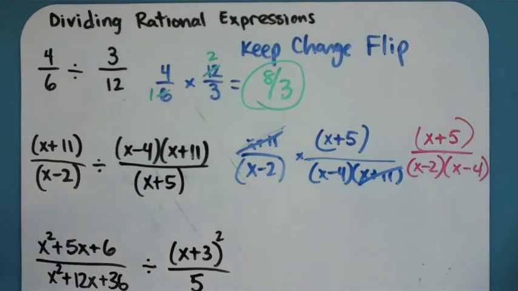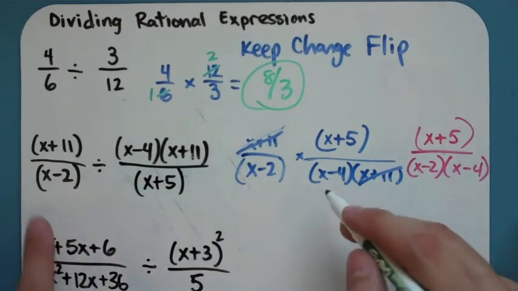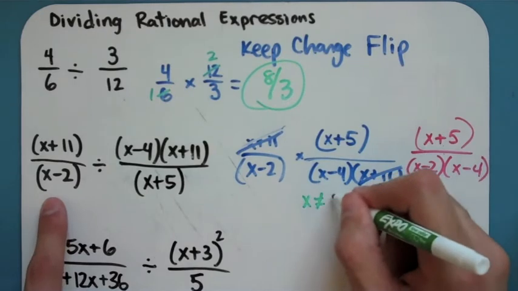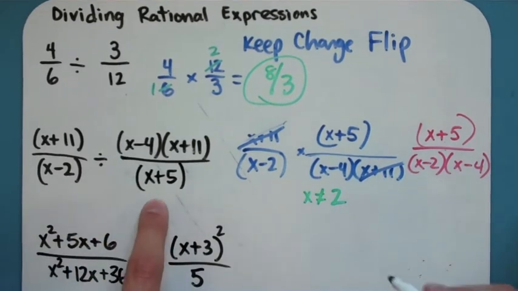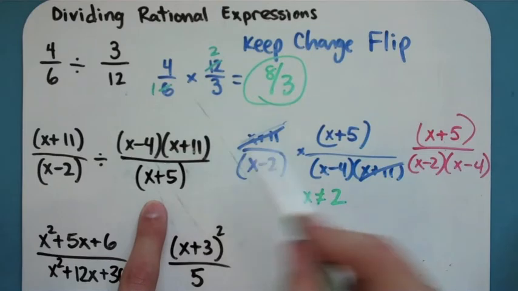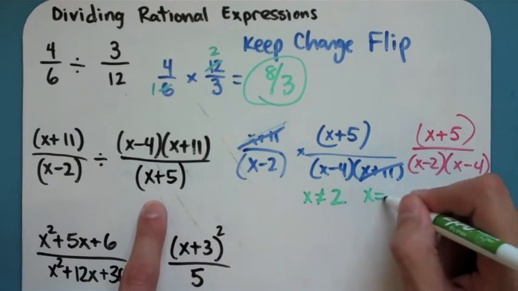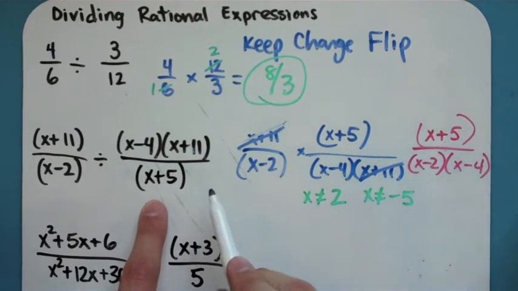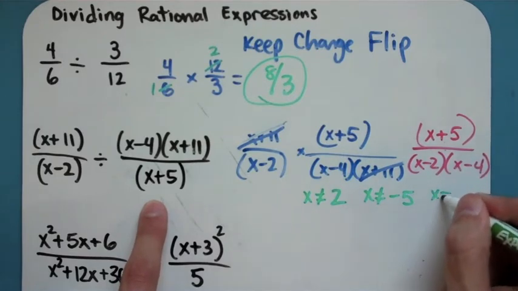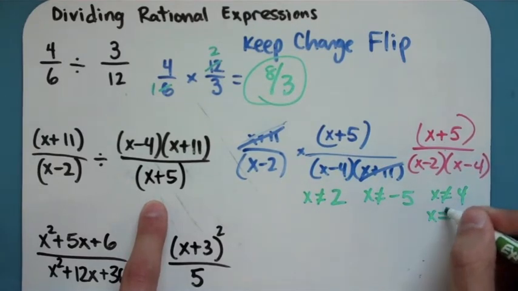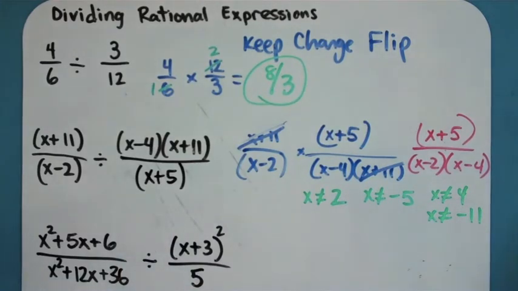Now, excluded values are a bit more work here, because you have to look everywhere, across the entire problem. Anywhere you had a variable in the denominator, you've got to make sure it doesn't equal 0. So I need to say x can't equal 2 from this parenthesis right here. I need to do it for this parenthesis, even though it eventually got flipped into the top. That's still important here. x can't equal negative 5. I have x can't equal 4. And x can't equal negative 11. So there were quite a few excluded values in that problem just due to how it was set up.